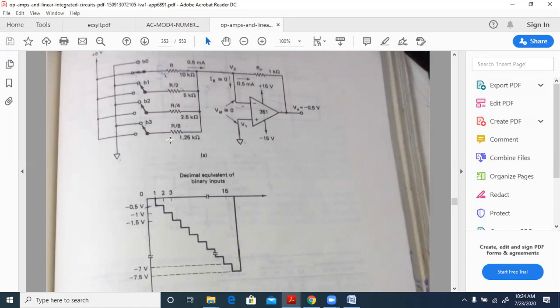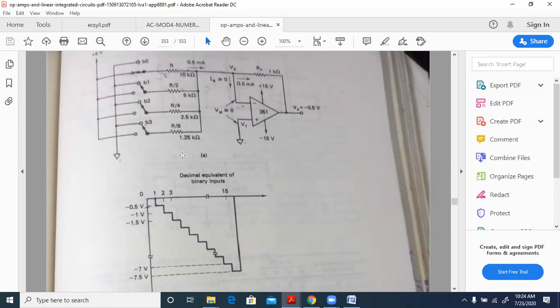So say R is 1 megohm. Then this will be half of a megohm. This is 1/4 of a megohm. This is 0.125 or 1/8 of a megohm. So the range of values of resistors needed will be too much, from say 1/8 till 1 megohm.